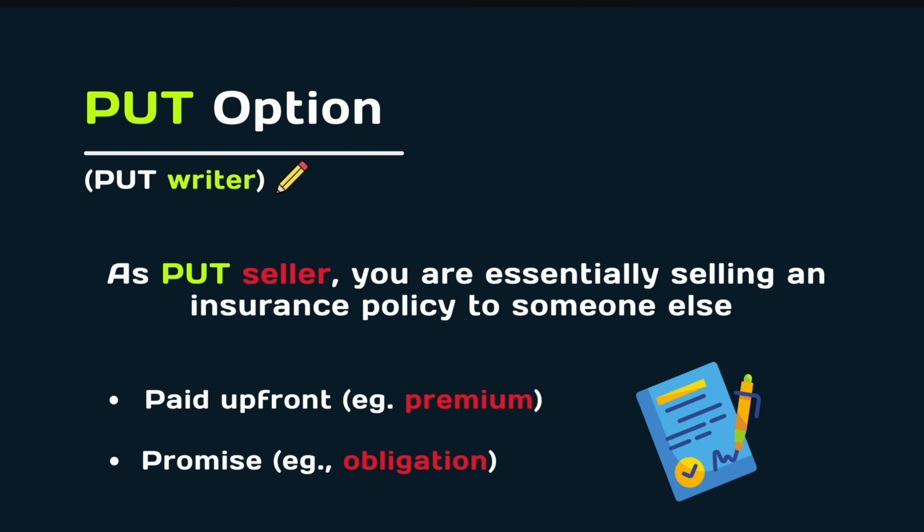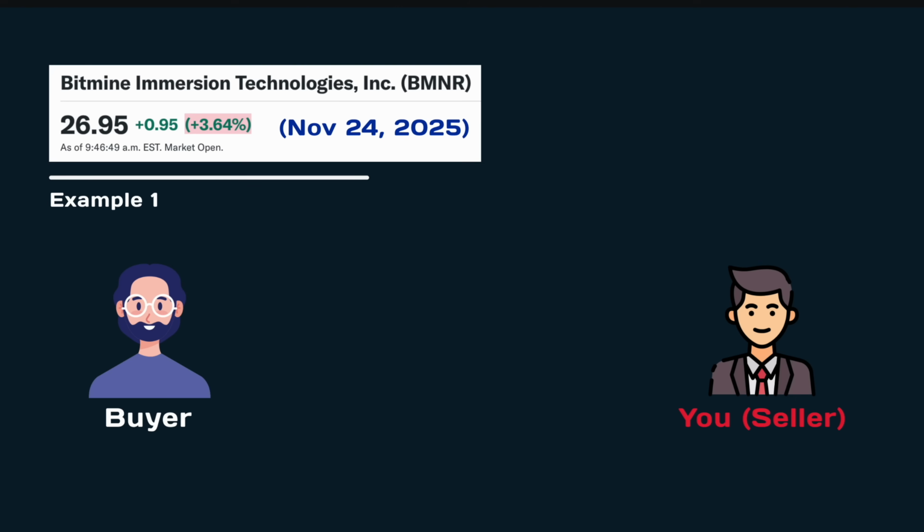You have made a promise and you will be obligated to purchase the shares at a predefined price known as the strike price, should the buyer wish to execute their right anytime from today to the expiration date. So I want to dive into a real world example over here.